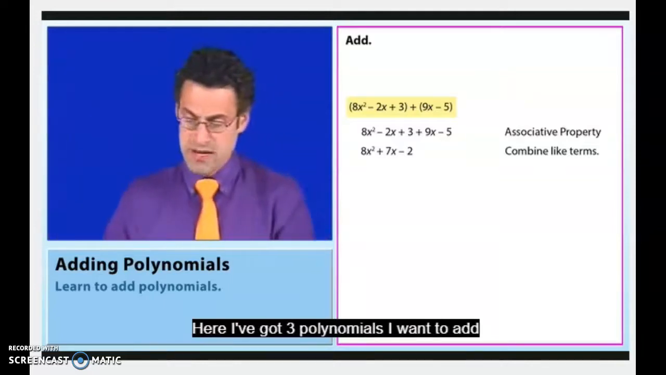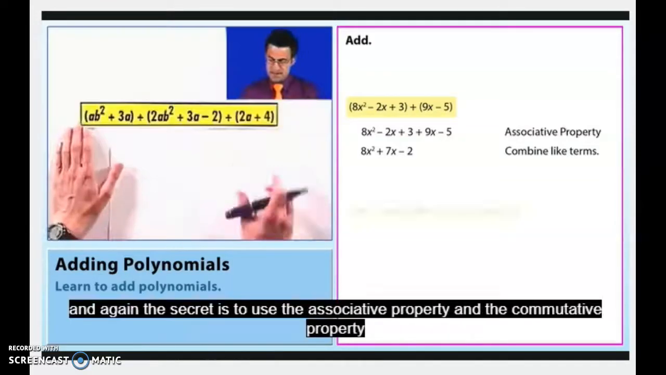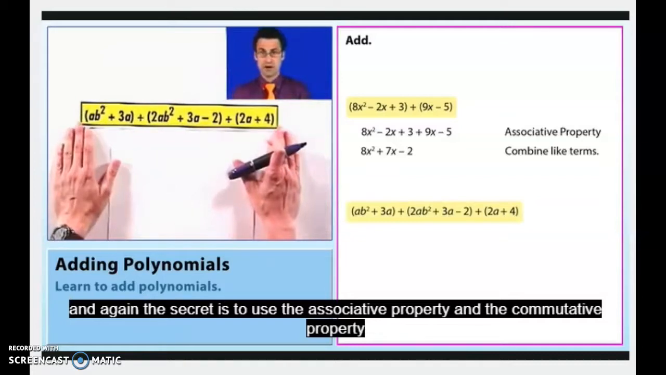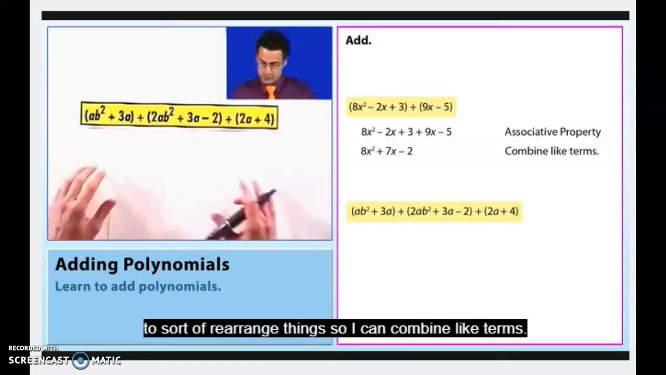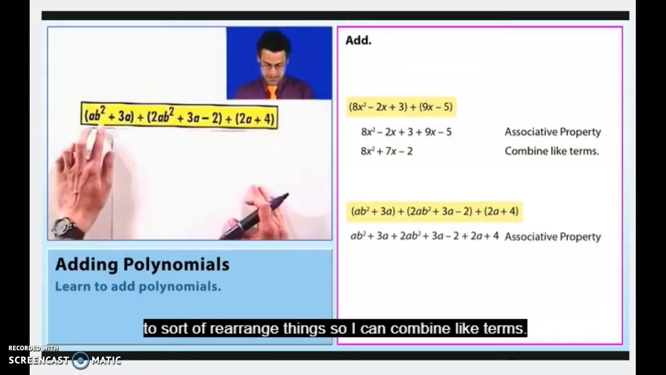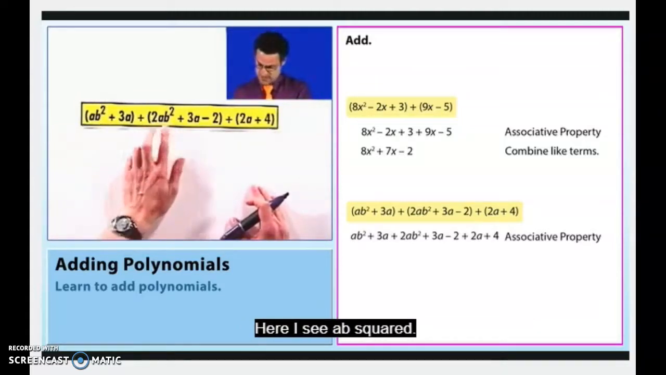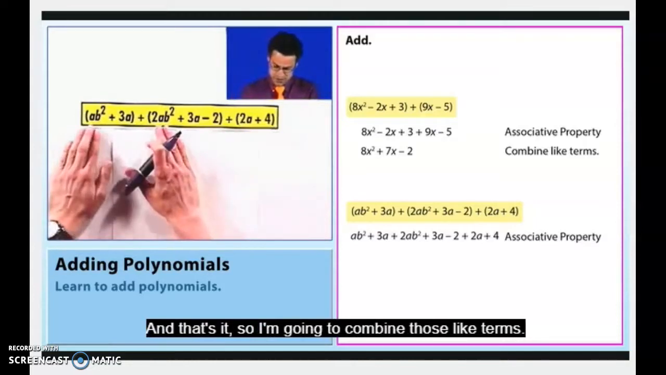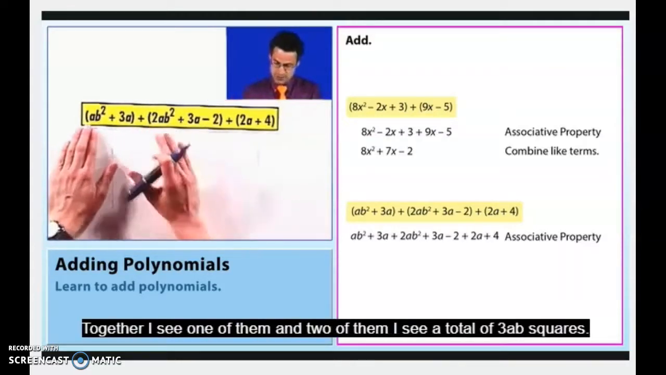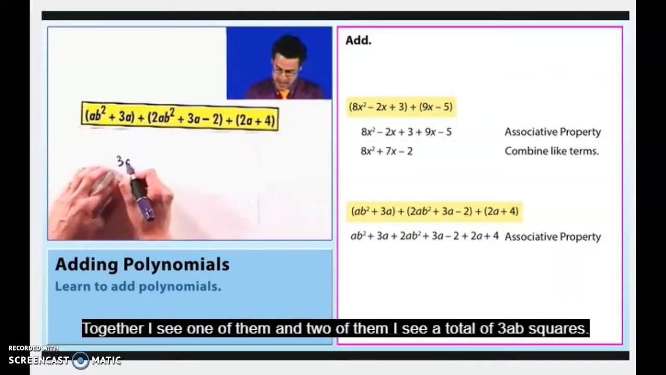Here I've got 3 polynomials I want to add. And again, the secret is to use the associative property and the commutative property to sort of rearrange things so I can combine like terms. Here I see an ab squared. Here I see ab squareds. And that's it. So I'm going to combine those like terms. Together I see one of them and two of them. I see a total of 3 ab squareds.